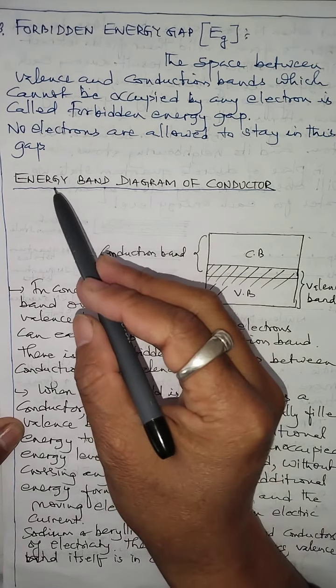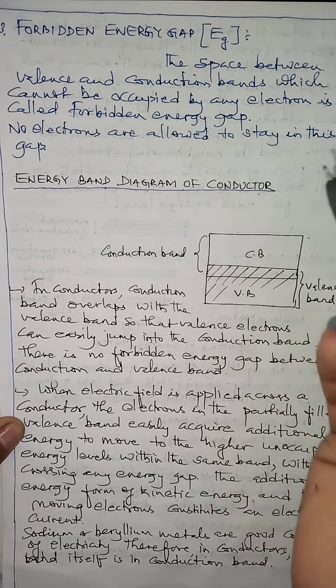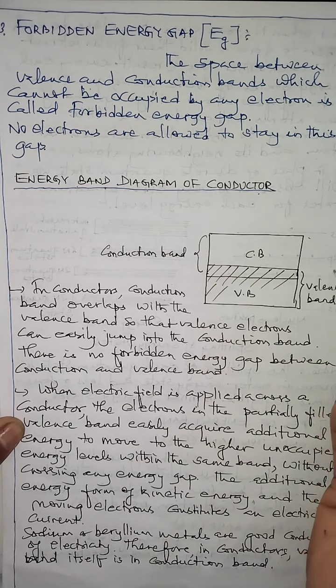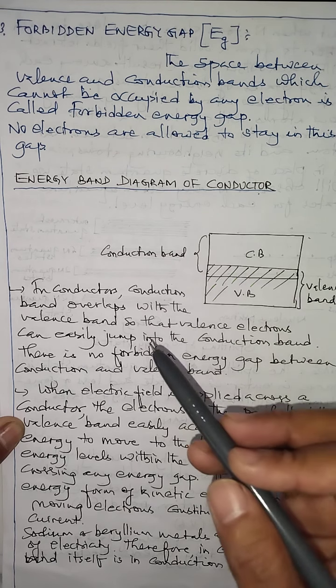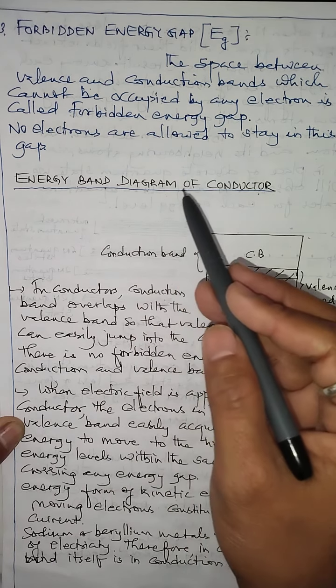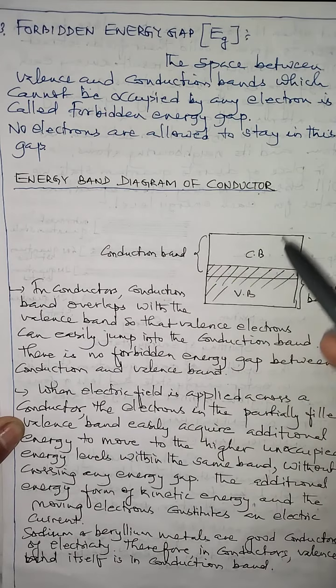So now we discuss the energy band diagram of a conductor. Conductors like sodium, beryllium, potassium are called metals, and these conductors have an energy band. The energy band diagram of conductors is important for your examination also, so you will be asked to draw the energy band diagram of a conductor.